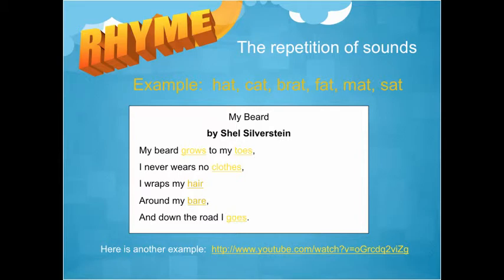Here's a poem by Shel Silverstein that you might remember. My beard grows to my toes. I never wears no clothes. I wraps my hair around my bear, and down the road I goes.